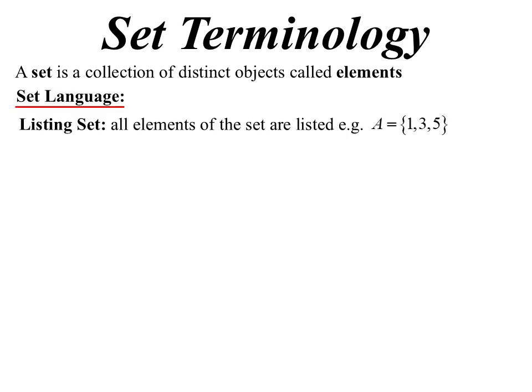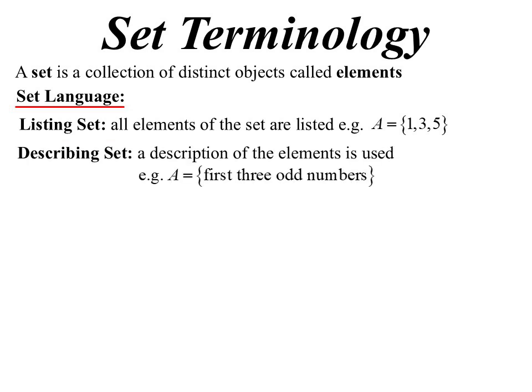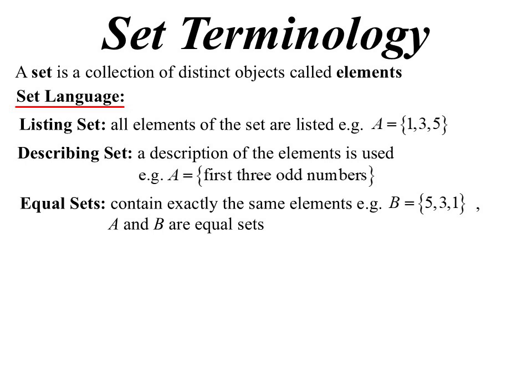We can have listing sets, where you simply list everything that's in the set. But you could also have a describing set where rather than writing what the elements are, you describe them. And so the set A there, instead of writing 1, 3, 5, I could say, oh look, first 3 odd numbers. Equal sets are 2 different sets that have exactly the same elements. Set B here, 5, 3, 1, would be equal to set A, which is 1, 3, 5. They've got the same elements.